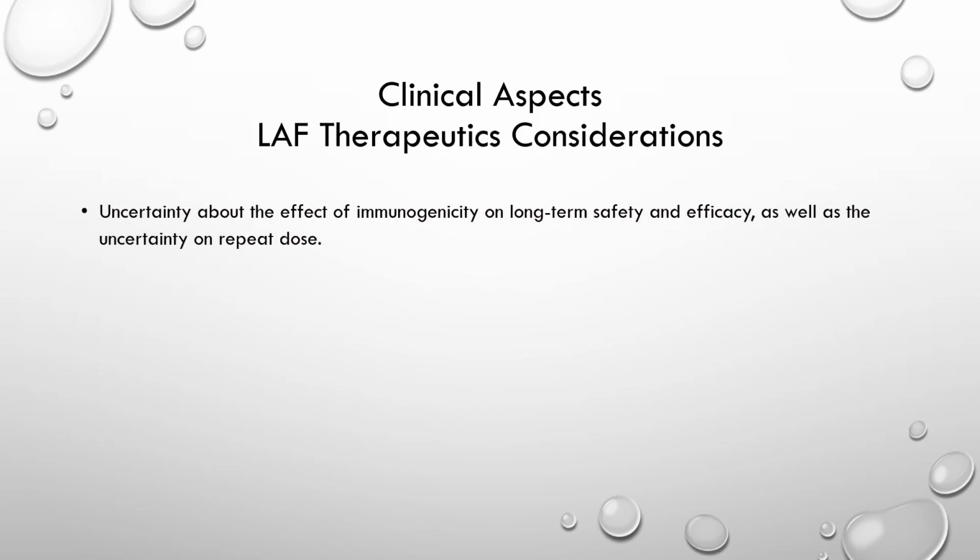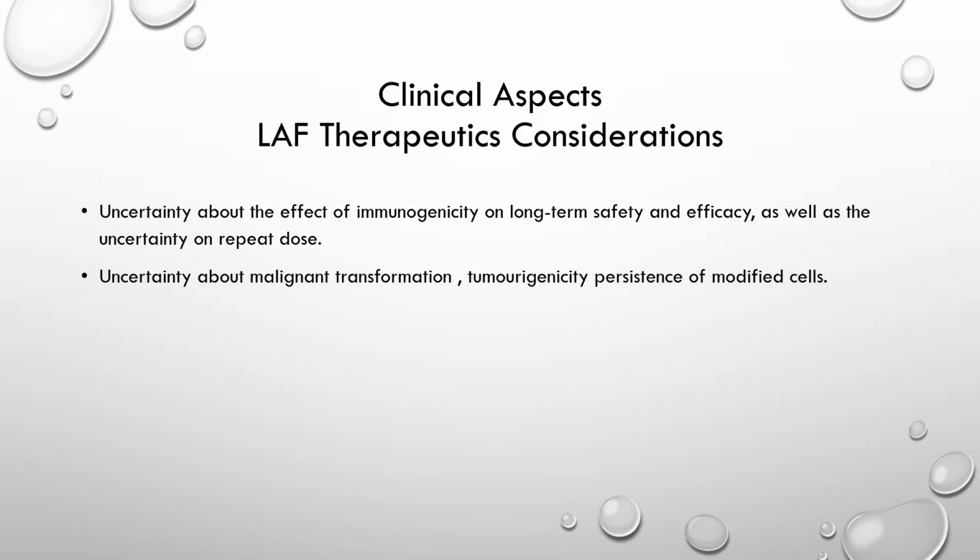More uncertainty. I think I've discussed this: the effects of immunogenicity on long-term safety, as well as uncertainty about repeat dosing, particularly with regard to the allogeneic off-the-shelf product. Transformation, tumorigenicity, persistence of modified cells, administration procedures. We gain more experience as we go along. We're looking at data from similar products, but there is still uncertainty.